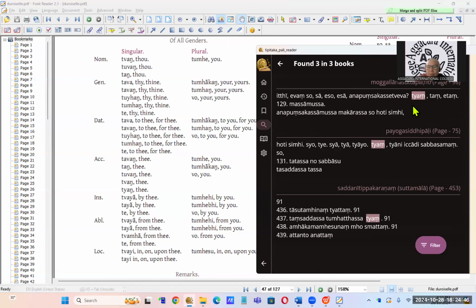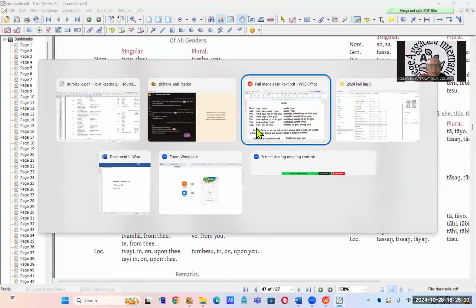Okay, this is only in grammar. Also in grammar, this is a grammar book. All these are grammar books. So this means it cannot be found in the real Tipitaka, only in the grammar books. Okay, so Moggallana Payoga, Pali Siddhi, Pali Saddaniti, all these are grammar books. So that's how you make your learning interesting. You get the information and you confirm it yourself.